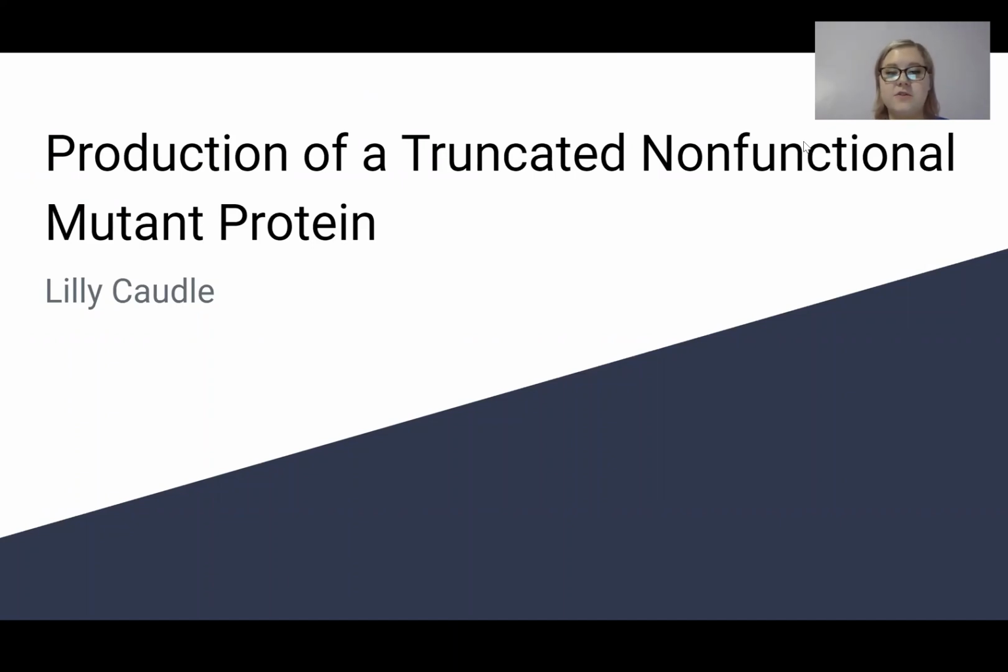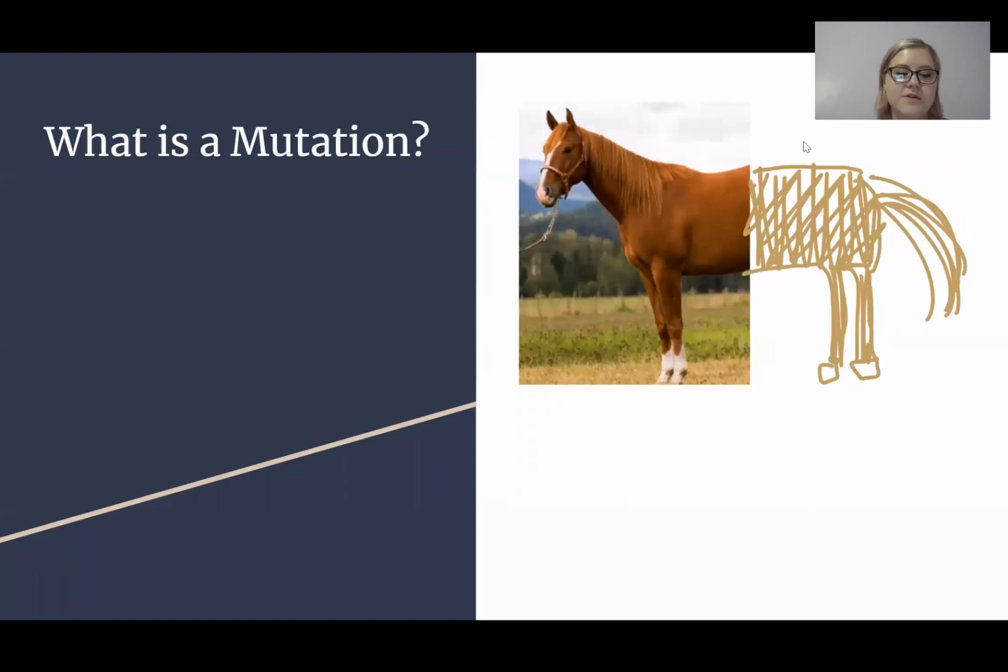This is production of a truncated, non-functional mutant protein. You know when you start to draw a picture and sort of give up halfway through? Maybe you lost the pencil you were drawing with and had to finish with a crayon? What normally happens is you have half a picture that looks great and the other half not so much.